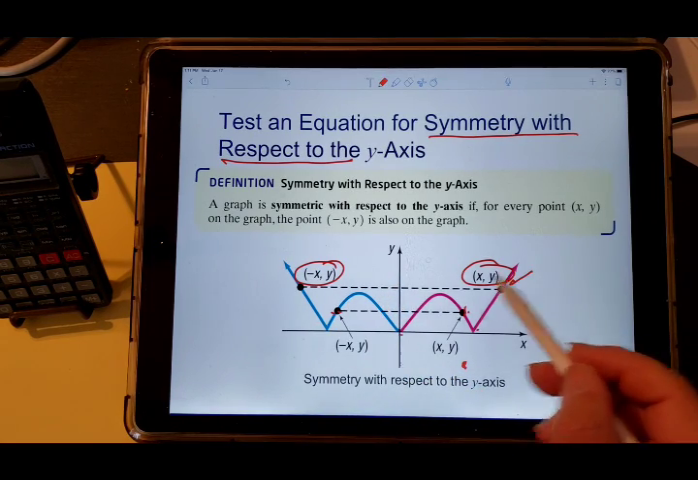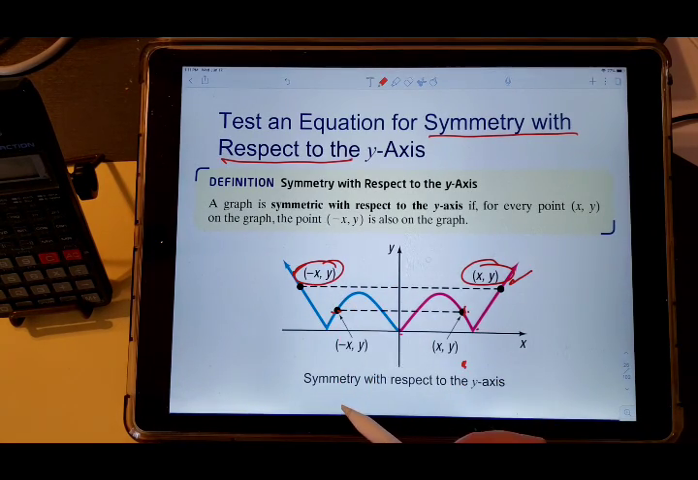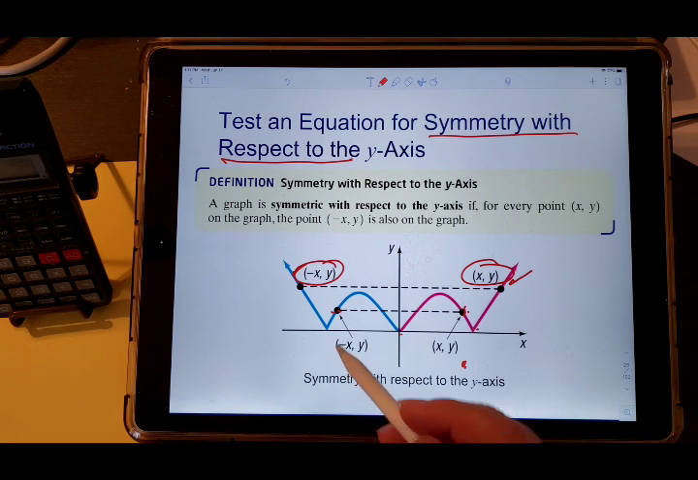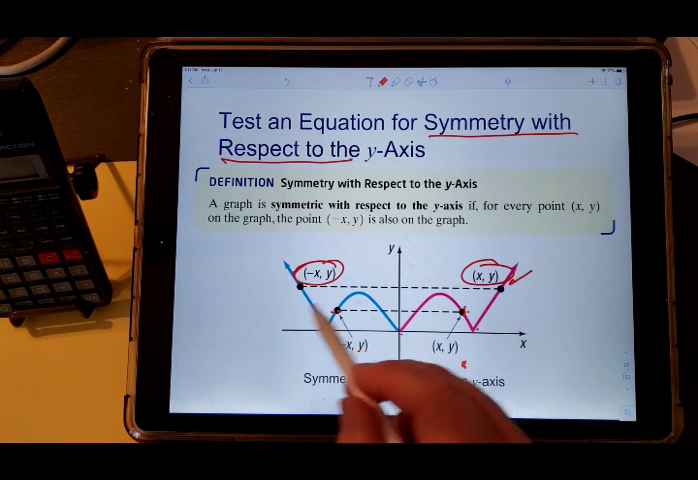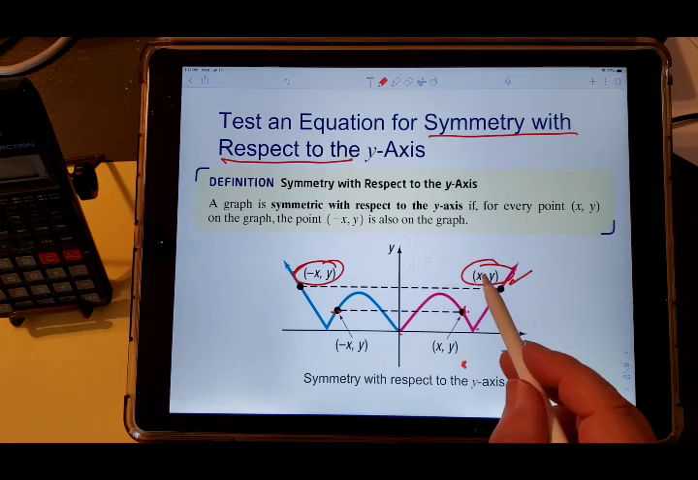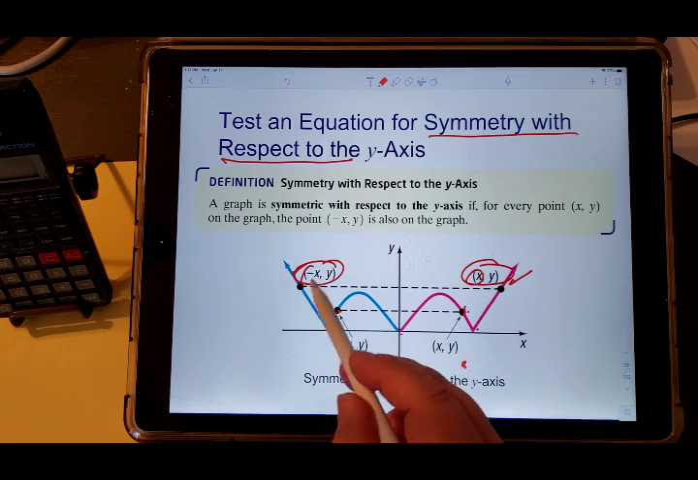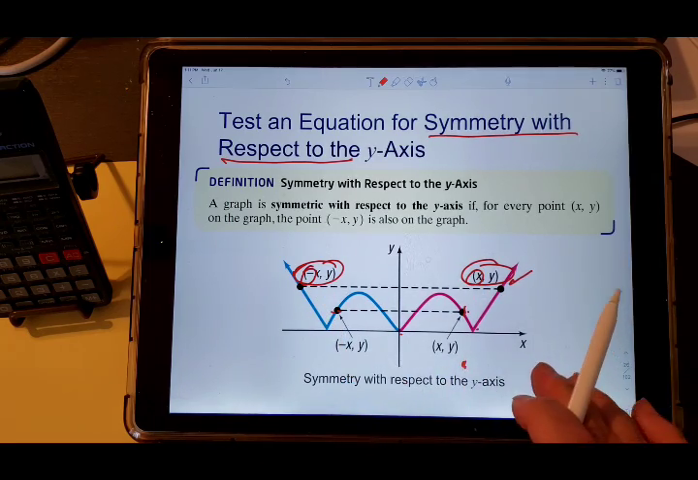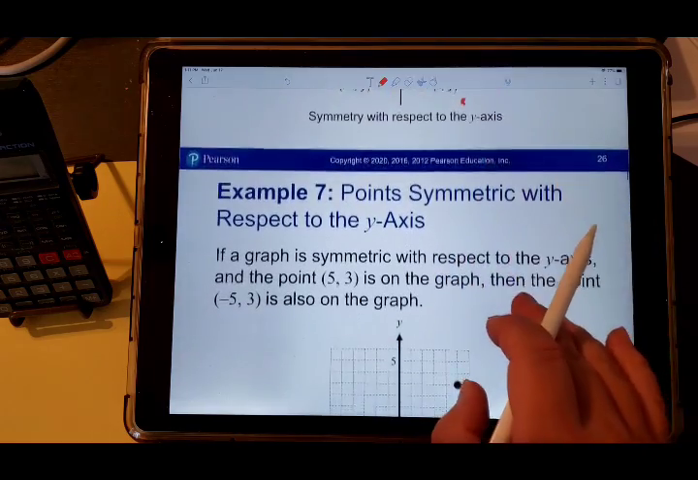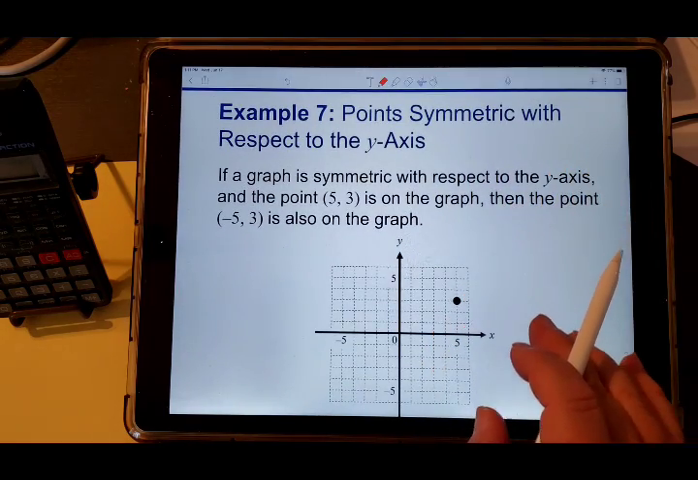So we have symmetry with respect to the y-axis if one of the x values is whatever x is and the other one is minus x. This can actually help us. So let's go on to this one.